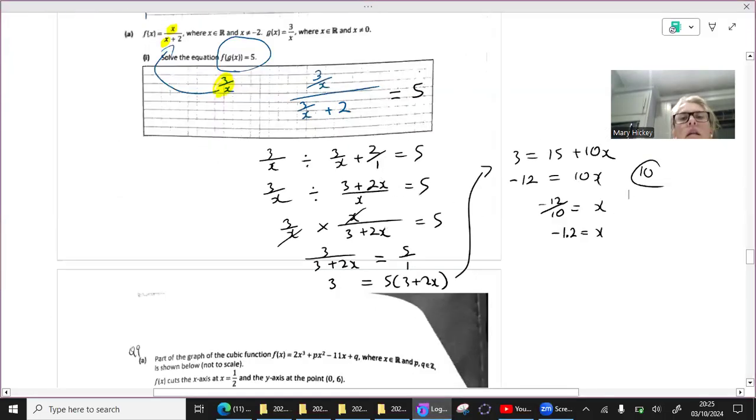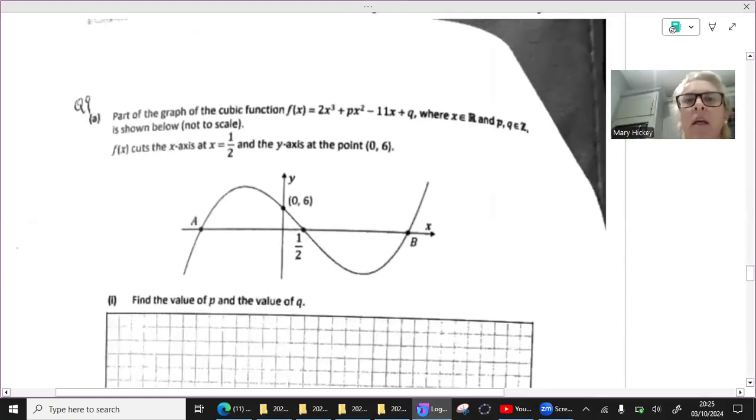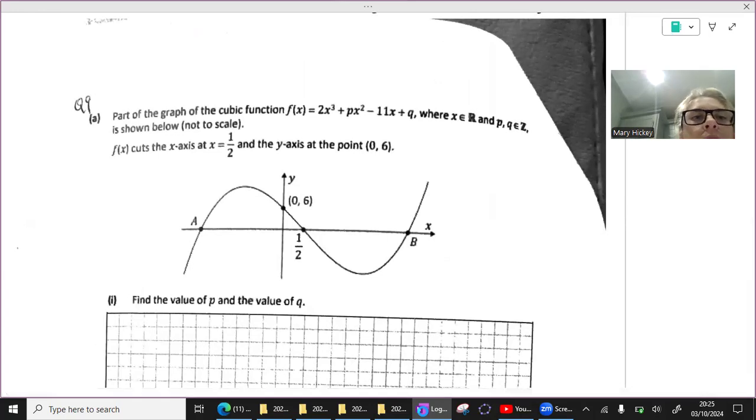Okay, so the next part says: part of the graph of the cubic y equals 2x cubed plus px squared minus 11x plus q. We have two unknowns, p and q, and we're told that p and q are elements of Z, so they're positive and negative, but they're whole numbers. And x is an element of the real numbers, shown below not to scale. It cuts the x-axis at a half and the y-axis at 6. Find the value of p and q.